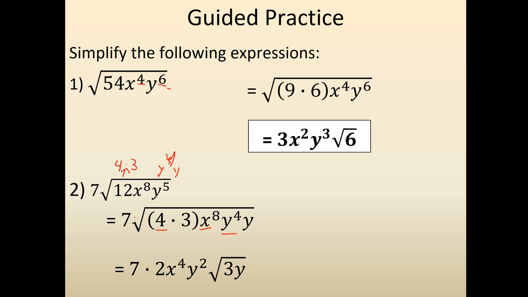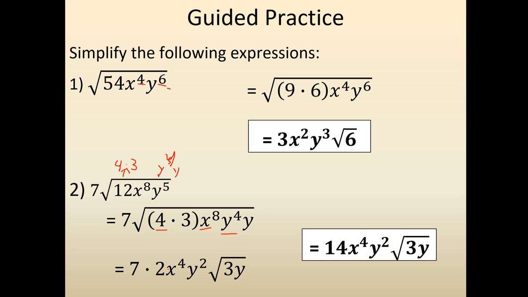Now, what I said before is that I'm going to need to make sure I keep track of the 7. This gets multiplied by the 2 that I got from taking the square root of the 4. So I had to do 7 times 2, and I get 14. So my complete simplified expression is this: 14 x to the fourth y squared square root of 3 times y. All right.